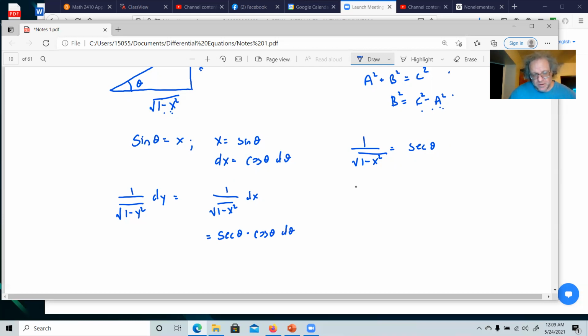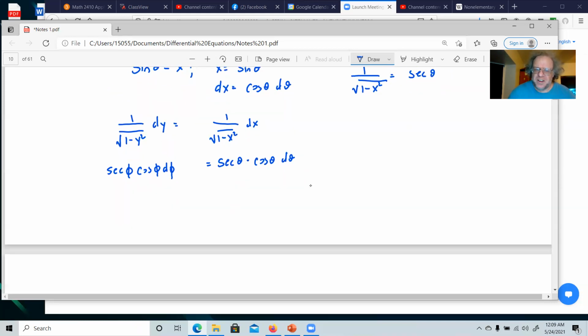That is equal to, right, secant of, I guess we shouldn't use theta. Okay, so I'll use phi for the same triangle, but with y's. Cosine phi d phi. Okay. What's cosine theta times secant theta? Isn't that 1? So here we have d phi is equal to d theta. Integrate on both sides. Okay, and we have phi is equal to theta plus c.